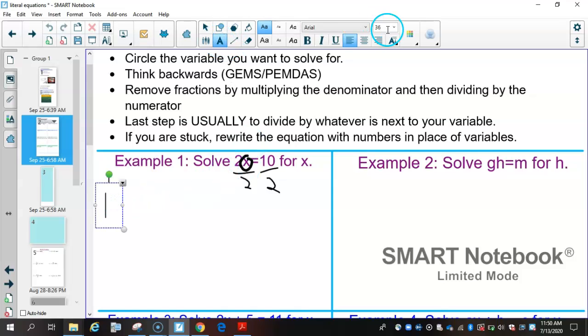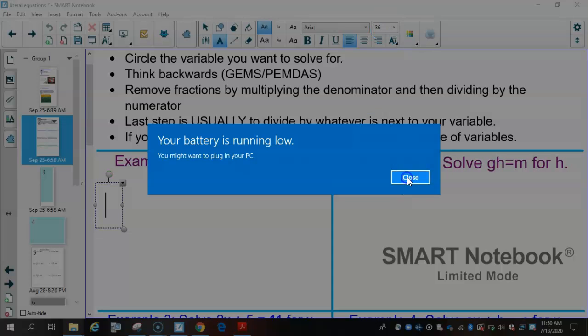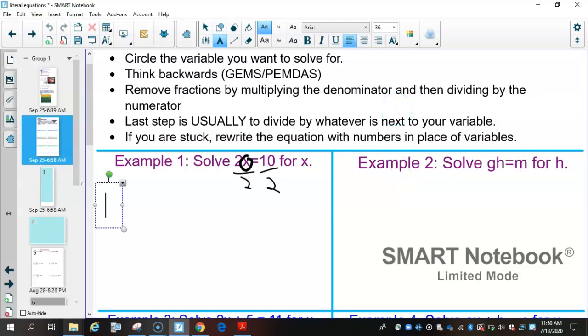Oop, that's way too big. Oops, sorry about that. I thought I had my laptop plugged in. I apparently did not. Okay. Oh, my computer froze.